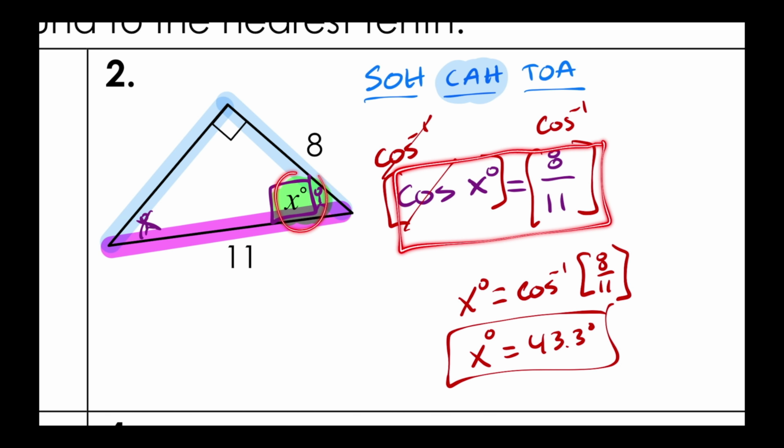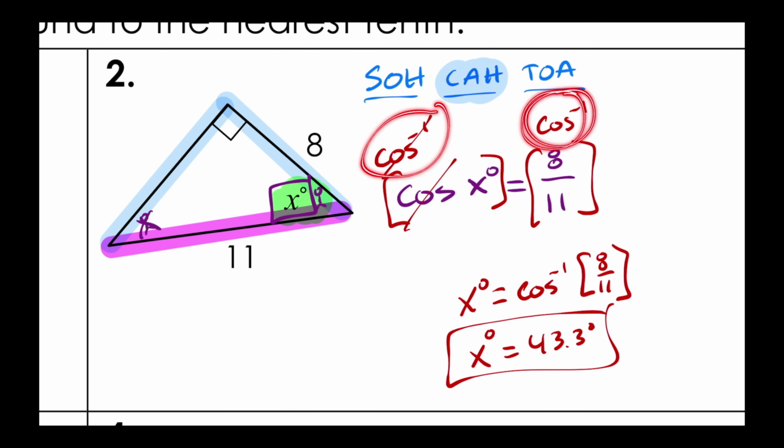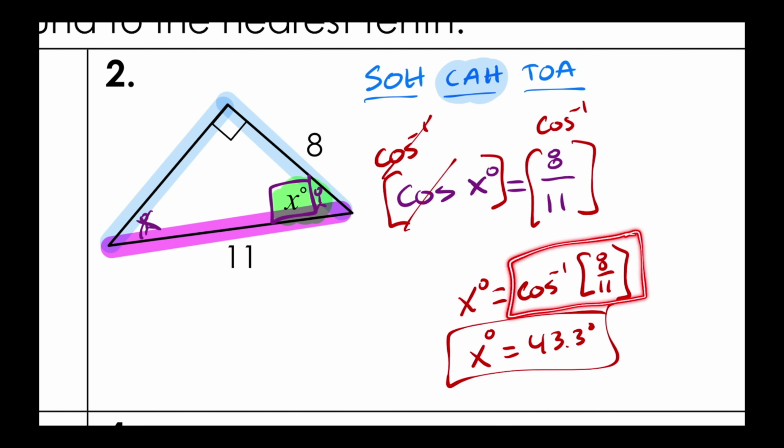The cosine of that angle, cosine of x degrees, which we don't know, equals adjacent 8 over hypotenuse 11. And then we just take the inverse cosine of both sides. The reason we do that is so this cosine can cancel out with the inverse cosine, and we're left with x degrees. And then we have inverse cosine of 8 over 11, and we just punch that into our calculator, and we get our answer.